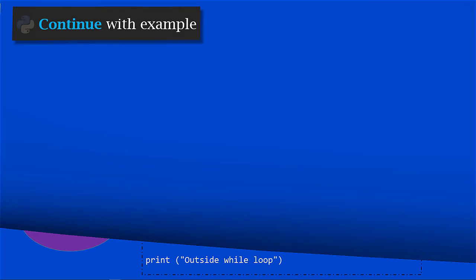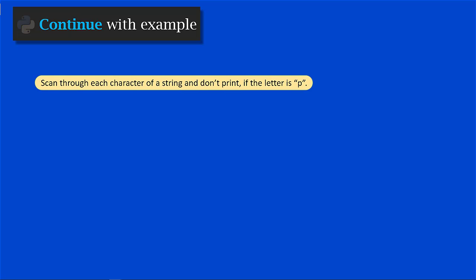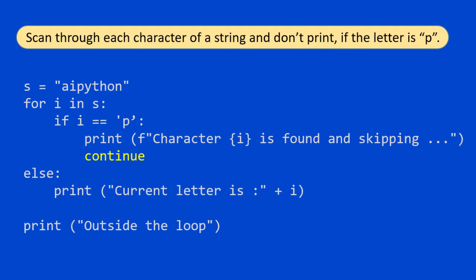Now let's see the example of continue in Python code, right? Let's see a scenario where I'll scan through each character of a string and print each character, okay? And don't print if the letter is P. For example, I've given a string here, in this case s equal to aipython. Let's say this is the string, and if character P is found, then don't print that character, instead print everything.